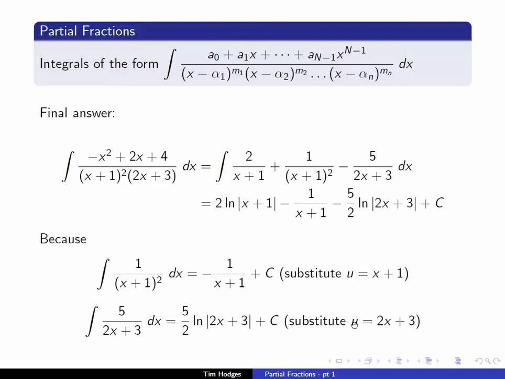And in the second case, we'd make the substitution u = 2x + 3. And this is where the 2 on the denominator comes in, because du is 2 dx. So dx is 1/2 du, and that introduces this half in here. So we get 5/2 log u, and then substituting back, we get 5/2 log(2x + 3).